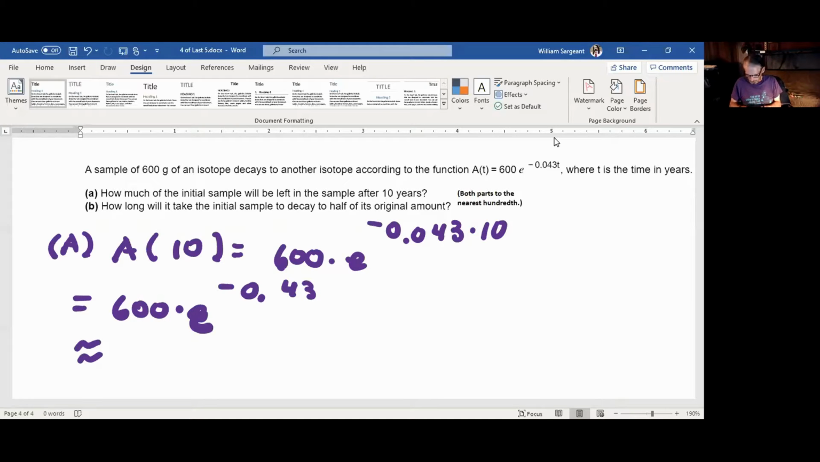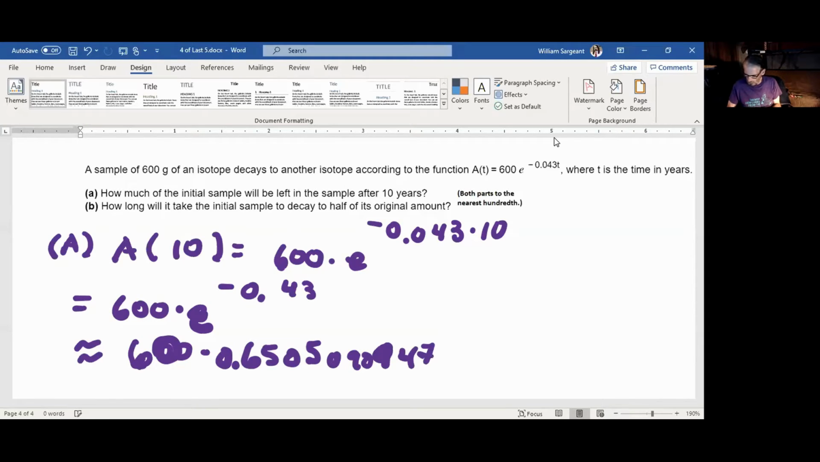E to the negative 0.43 power is about 0.6505090947.